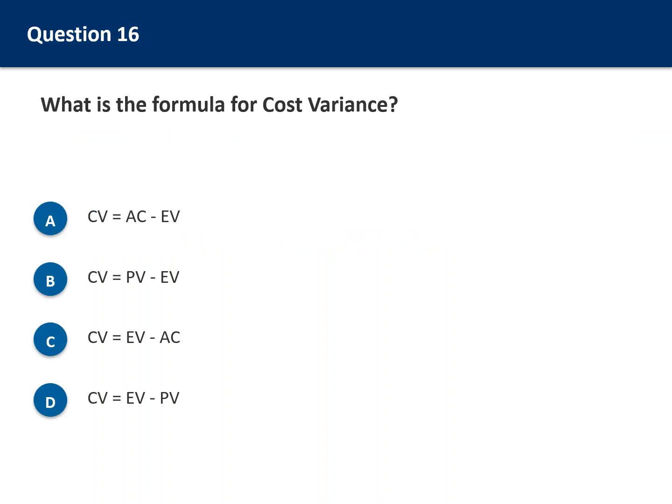Question 16. What is the formula for cost variance? Option A, CV equals AC minus EV. Option B, CV equals PV minus EV. Option C, CV equals EV minus AC. Option D, CV equals EV minus PV. Remember that earned value always comes first in the formula.